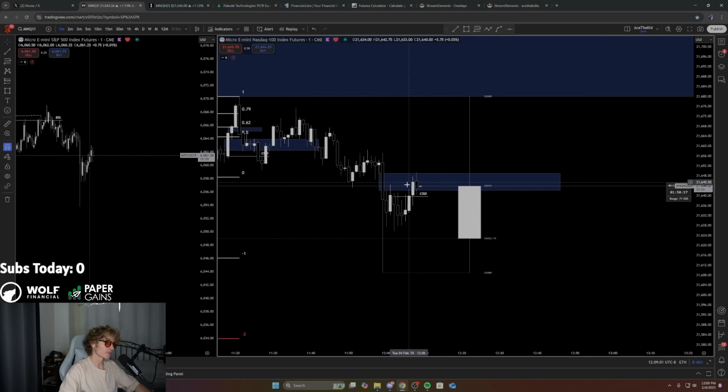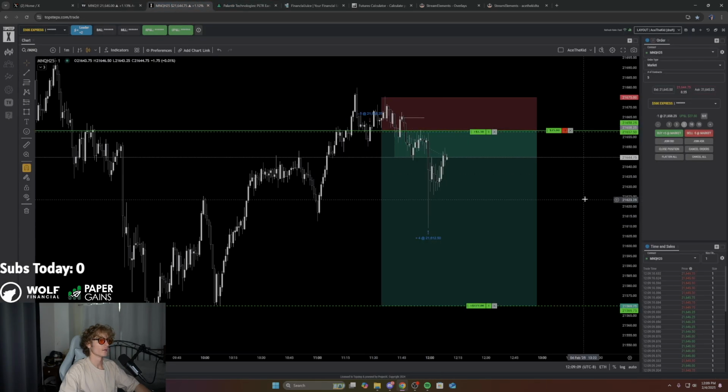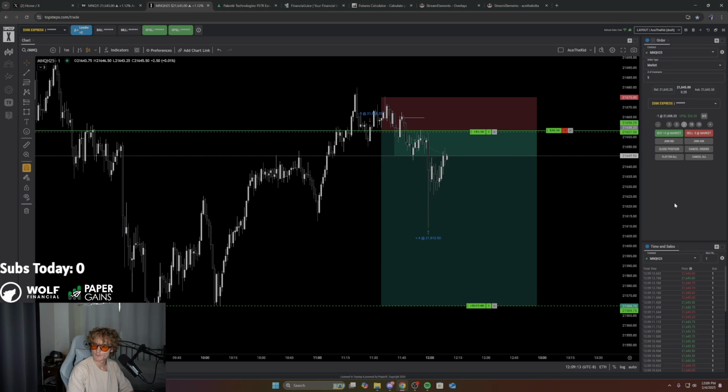Ideally, we keep bearish order flow in this gap here and continue lower back down to these lows and continue selling to the next price target. We'll see. We will see.